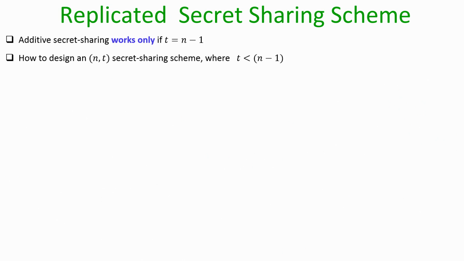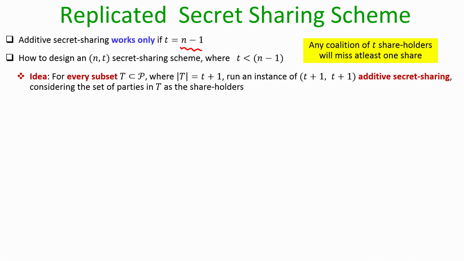So, it turns out that the additive secret sharing that we have discussed works only if my threshold is n minus 1. But in general, I might be interested to design a secret sharing scheme where my threshold need not be n minus 1. My threshold could be strictly less than n minus 1. So, now let us see a naive solution of coming up with a secret sharing scheme for any threshold t which is less than n minus 1.